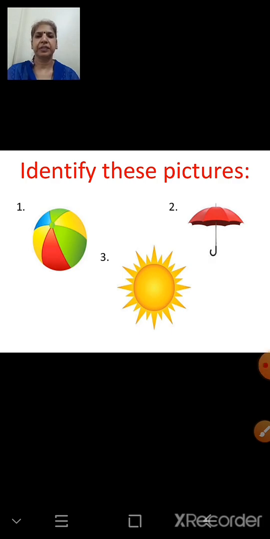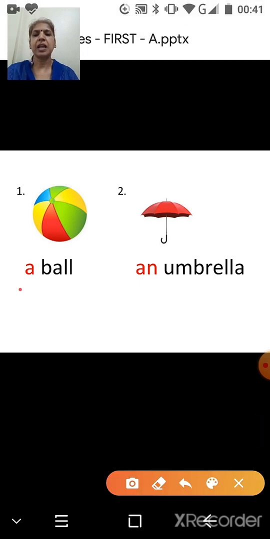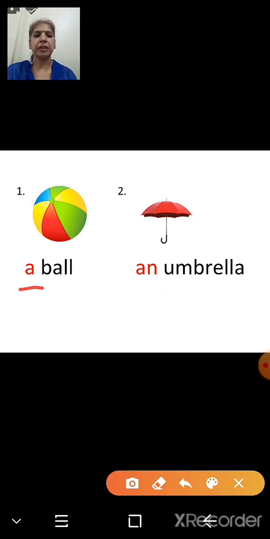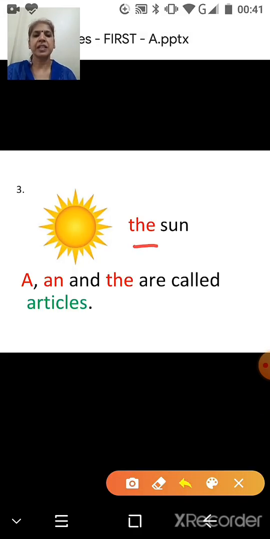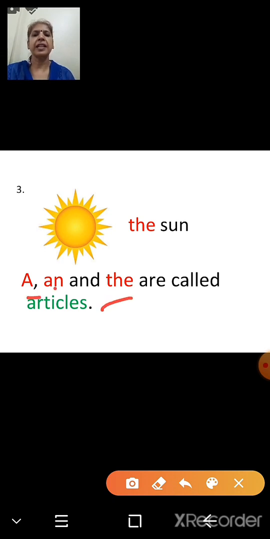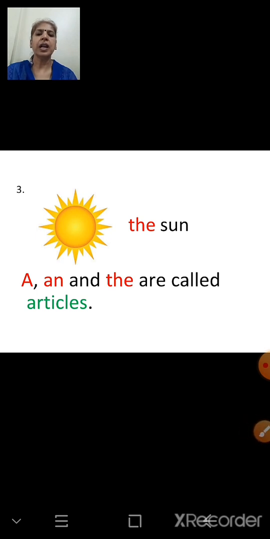Identify these pictures. First one is a ball. Second one, umbrella. Third one, sun. And how do we say it? It is a ball, an umbrella, the sun. So a, an and the are called articles.